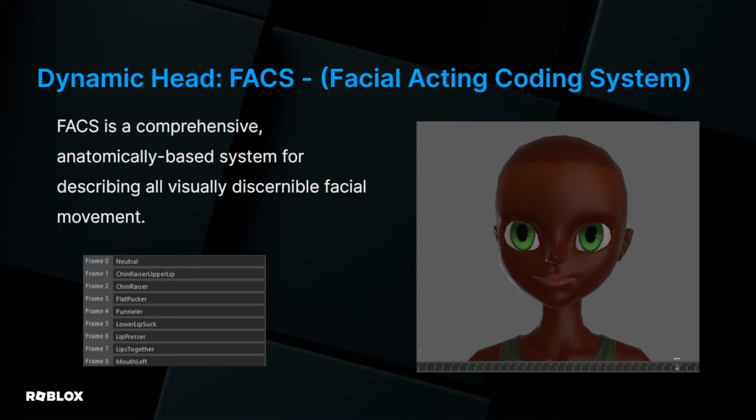Dynamic head FACS, facial acting coding system. FACS is a comprehensive anatomically based system for describing all visually discernible facial movement. Animated isolated facial movements that when used together can create any facial expression. Each frame has a keyed face shape in DCC, and we require a minimum of 17 to be made, which can go up to the 100s if also creating corrective combined shapes. A creator has to add attributes to the head of each frame and the corresponding face pose made.